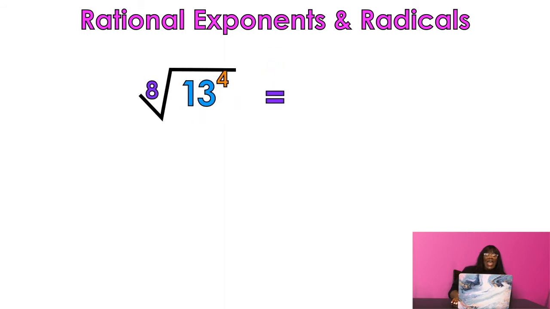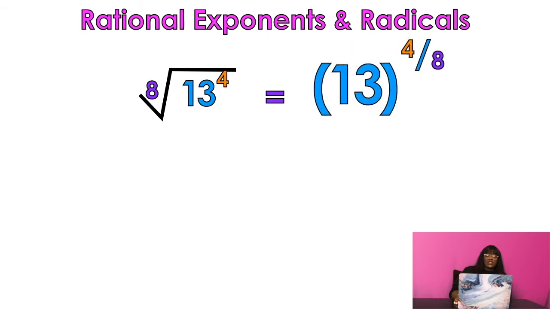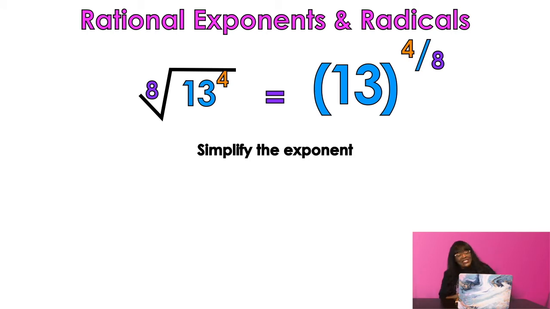So we've got to go backwards now. So let's say I have the radical and then I want to make it into a rational exponent. The 13 is going to stay my big number, and the 4 is going to be the numerator, and the 8 is going to be the denominator. Color-coded just for you. So I'm going to simplify the exponent. So 4/8 is otherwise known as 1/2.